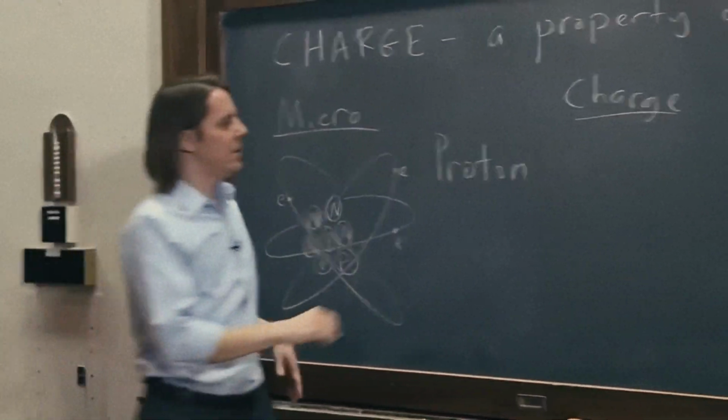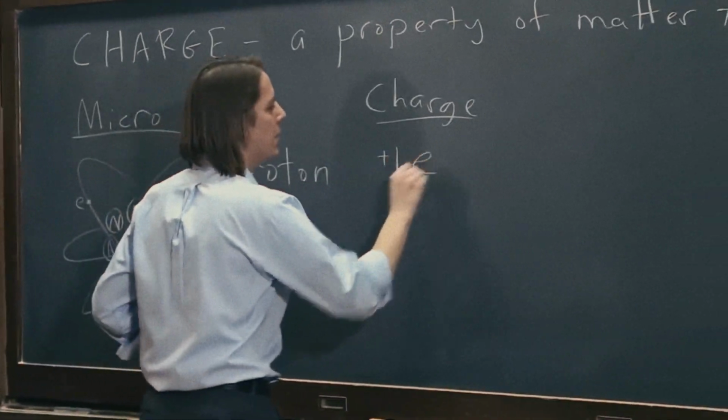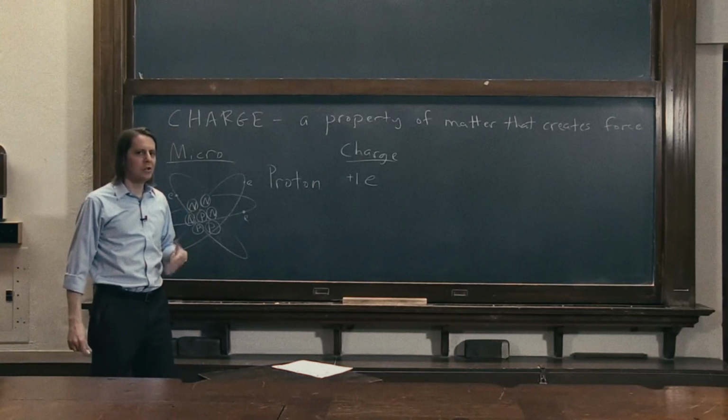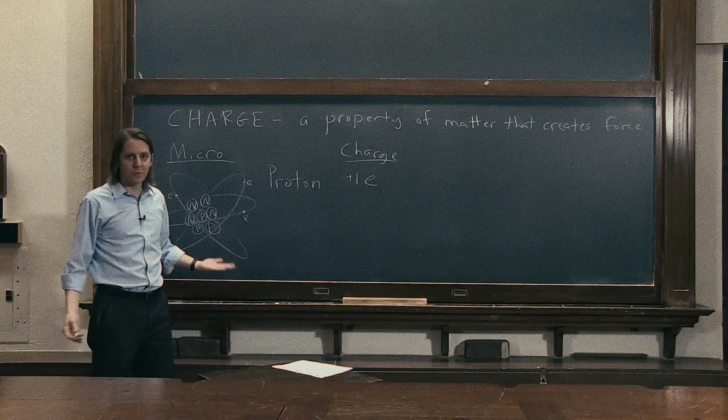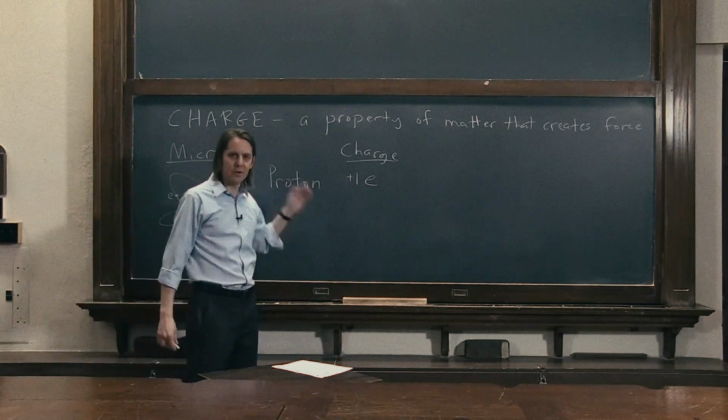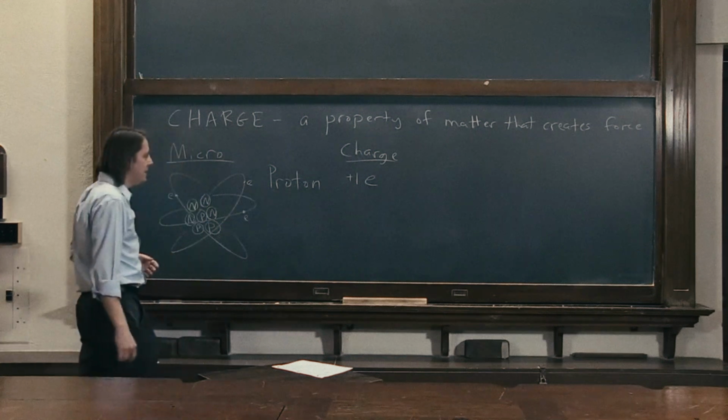The charge of a proton is plus 1e, where e is the unit. e means elementary charge unit. It's defined as the charge of a proton. So this is 1.00, as many zeros as you want. The charge of a proton is exactly 1e.